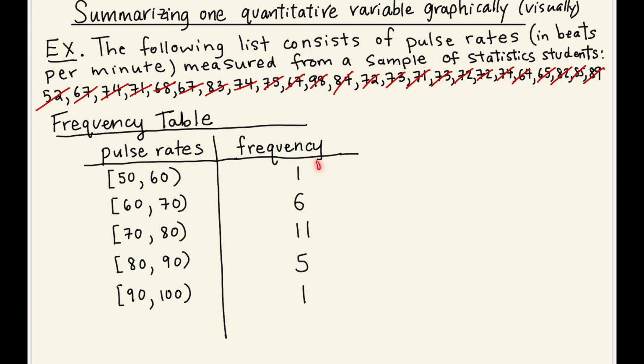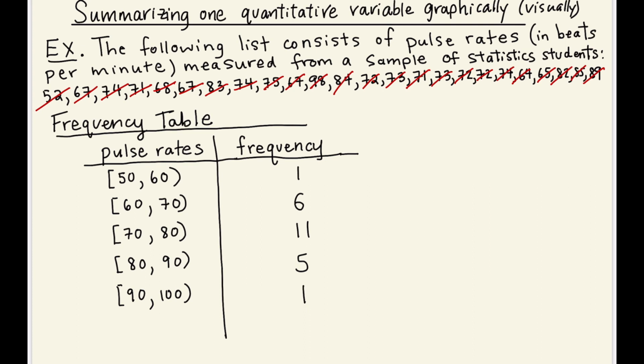And I can see that there's a symmetric pattern, right? So we start with just one pulse in the 50s and then it increases where we have 6 pulses in the 60s, and we have sort of a climax here of 11 pulses in the 70s, and then it goes back down to 5 pulses in the 80s and then 1 pulse in the 90s. And so we have this symmetric pattern of increase and then decrease.